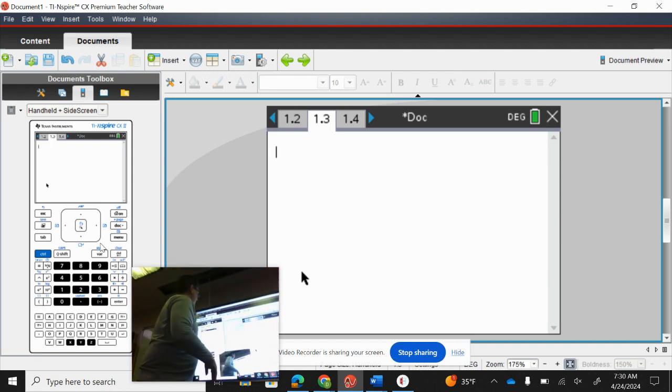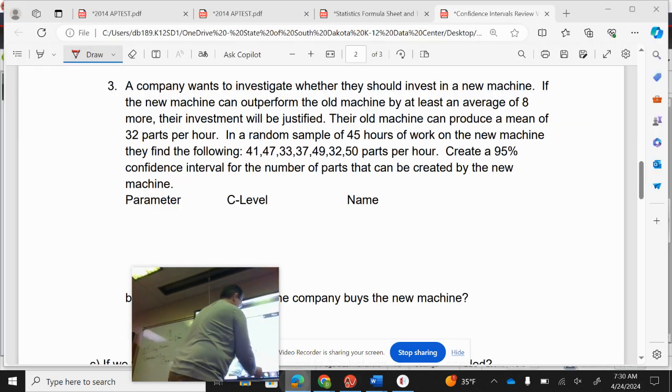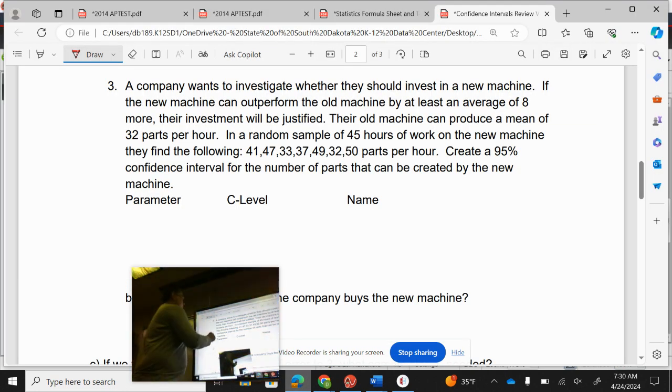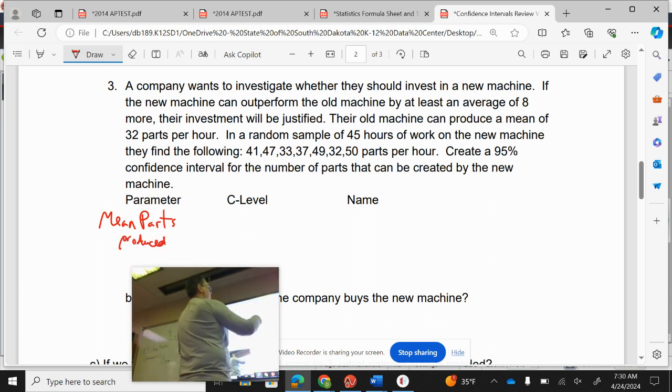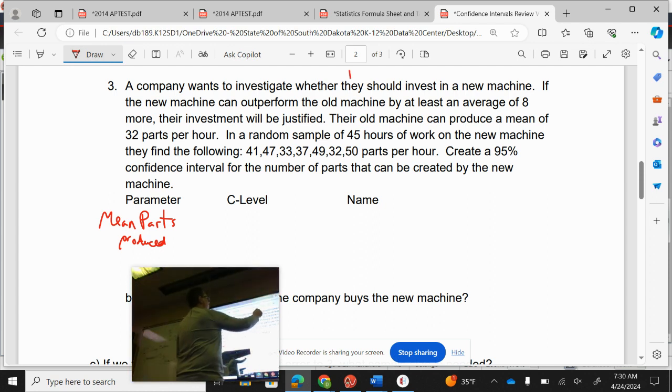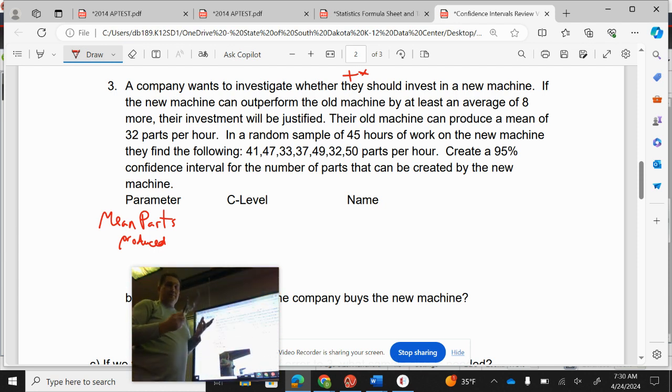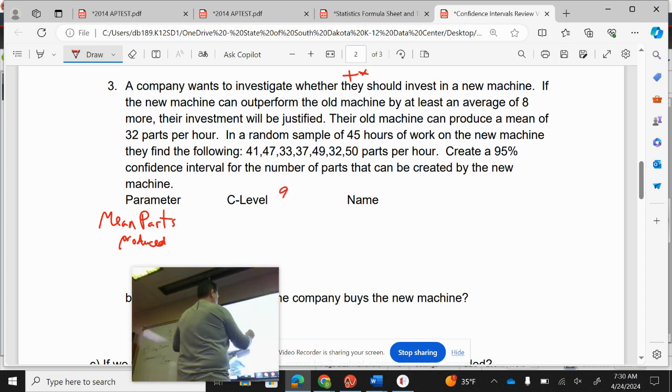Okay, so what is our parameter? It is the mean parts produced. Now, since this is mean, remember, you're going to use a T-star if you do the formula. On this part, I'm not going to say anything about T-star. I'm not going to use the formula. We're going to say T interval. That's all we're going to say. But our confidence level is 95%.